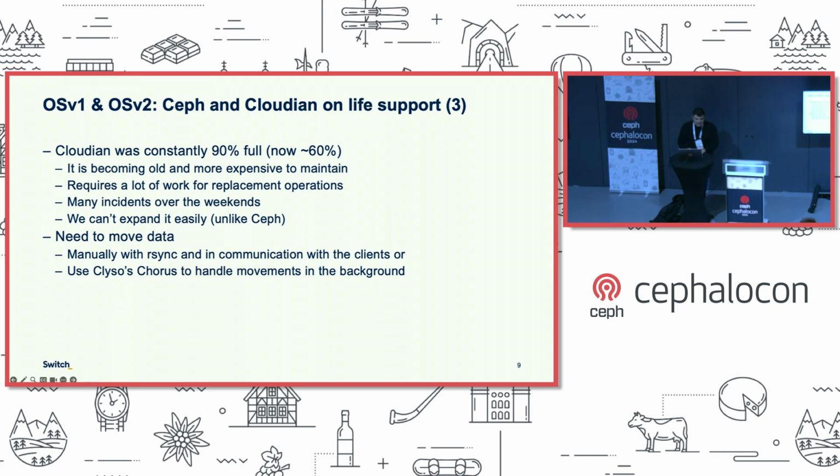Then we have Cloudian. The problem with Cloudian is that the capacity is getting full. The issue with the system is that it's not that elastic compared to Ceph. So it's very hard to do replacements and expansion. So what we have done instead is that we try to expand our previous system, which is Ceph, and then expand this one, and then move data from Cloudian back to Ceph.